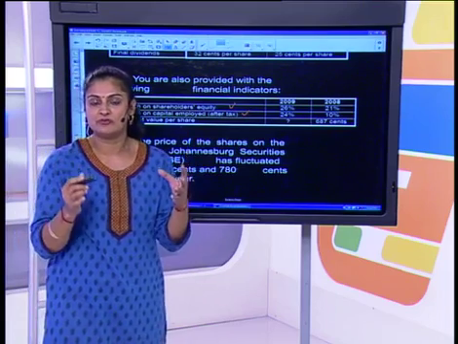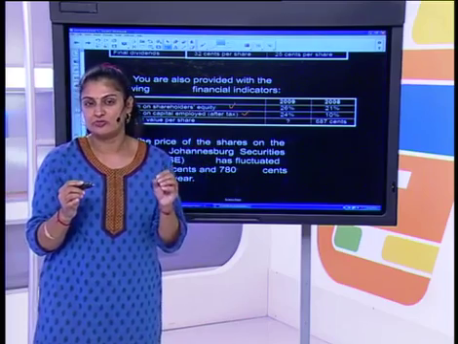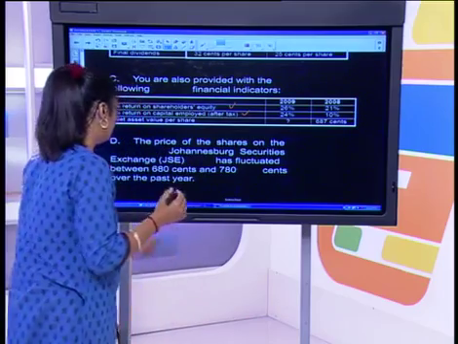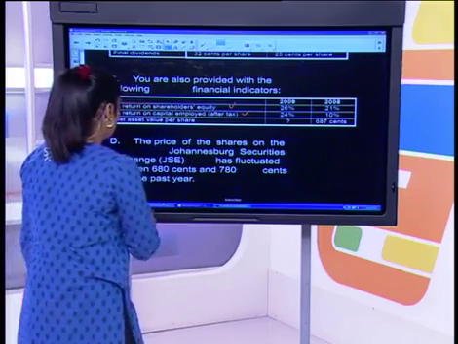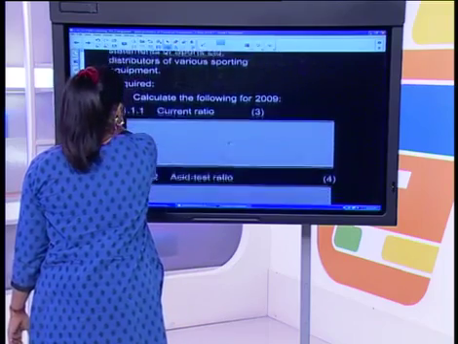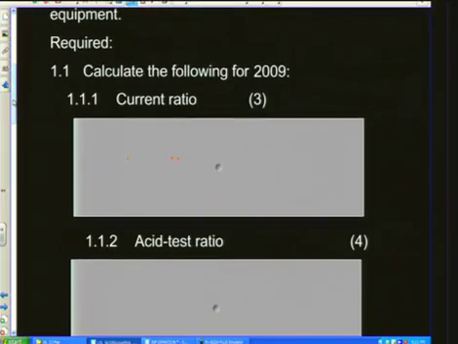Okay, now guys, please remember at the start of every question, read through the entire question before you actually get started with the question itself. Right, we've done exactly that, so we're now ready to look at our questions. The first question wants us to calculate the following for 2009, and the first calculation is our current ratio.